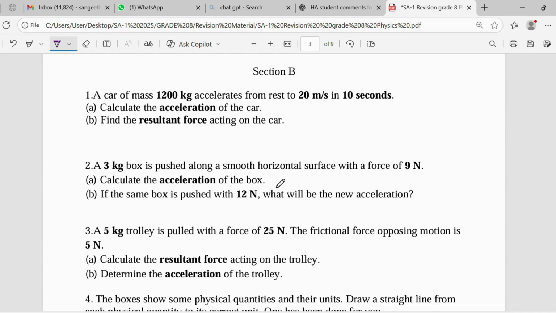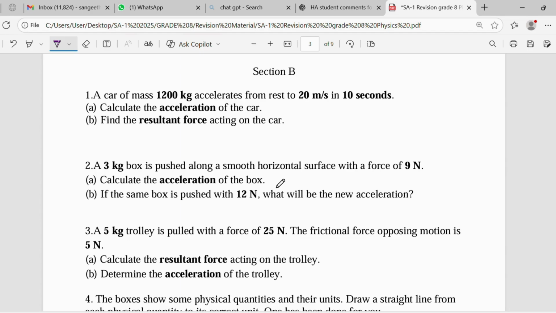Proceed to question number 2. A 3 kg box is pushed along a smooth horizontal surface with a force of 9 Newton. Calculate the acceleration of the box. Second one, if the box is pushed with 12 Newton, what will be the new acceleration? So let's write down the data given for the question number 1.